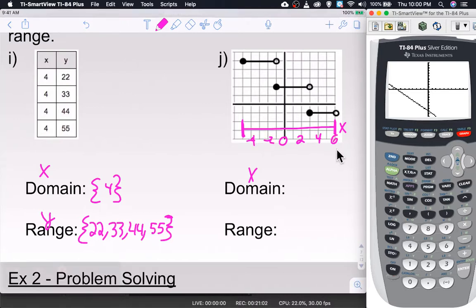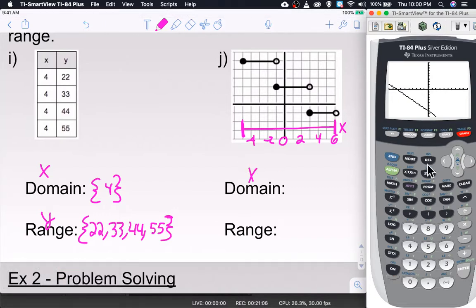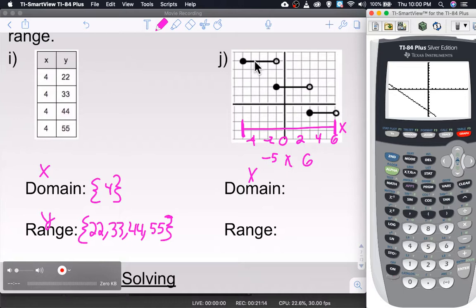All right. So the domain is existing between -5 and +6. Everywhere. I mean, it exists here, here, here, here, here, here. You might go, wait a second, there's a hollow dot. Yes, but there's a solid dot right below it. So it does exist at -1 because of the solid dot. Same, same, same, same. Boom.